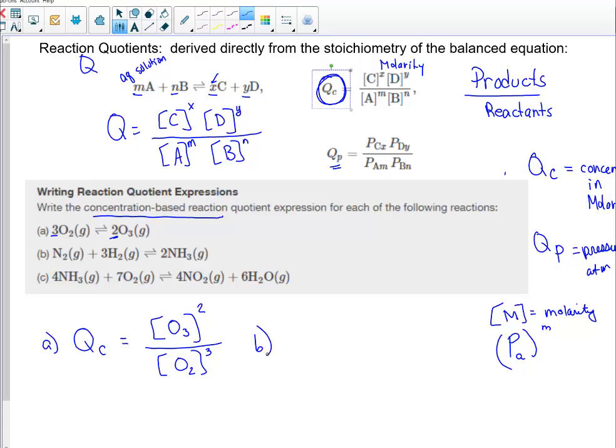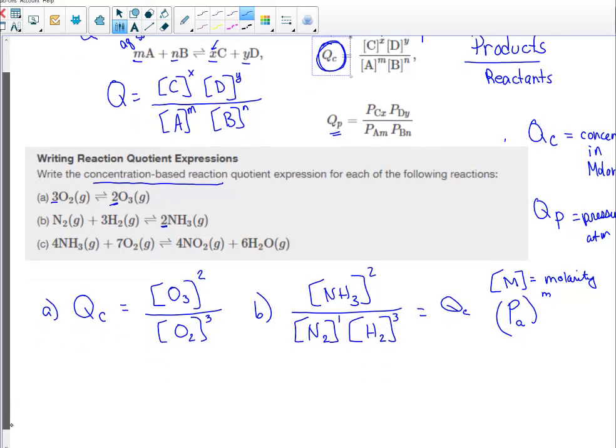The product is ammonia, NH3. In a bracket to represent molarity units, ammonia raised to the power of 2 for its coefficient, set over molecular nitrogen, which has a power of 1, you may leave it off, times, we multiply these together, molecular hydrogen's concentration cubed. That's the reaction quotient written in concentration units.